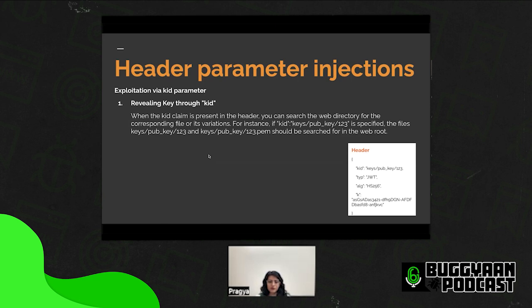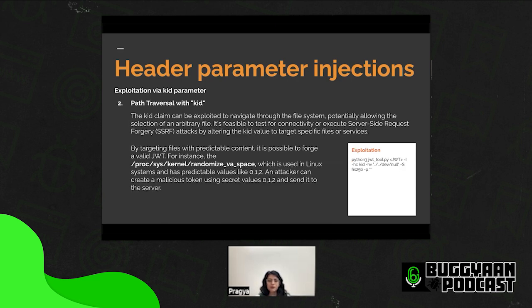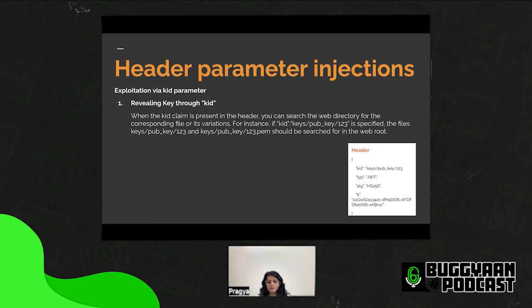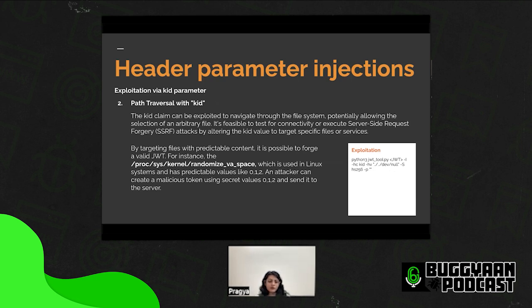The next kind of exploitation that is possible with KID is path traversal. Since it looks somewhat like this, this is a path and then this is an identifier. Whenever we see a path, we know we can try for a path traversal. Path traversal with KID can be exploited to navigate through the file system. That's what we call path traversal; we just navigate through the file system.